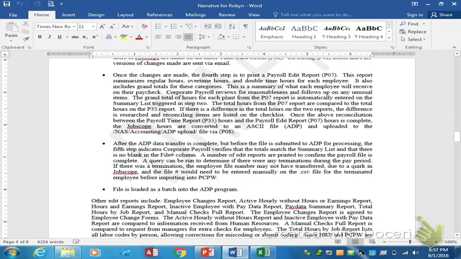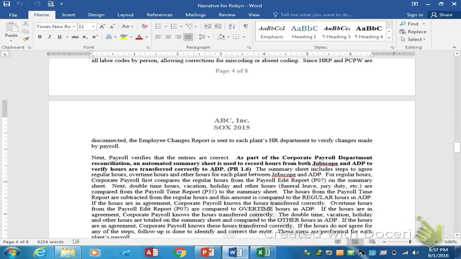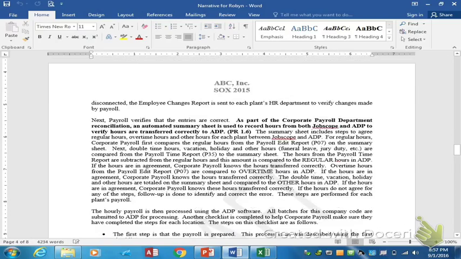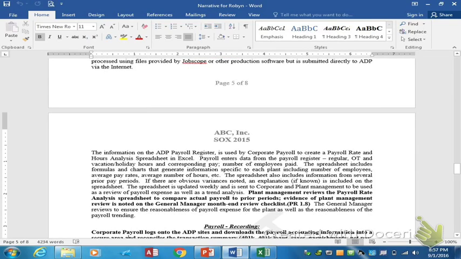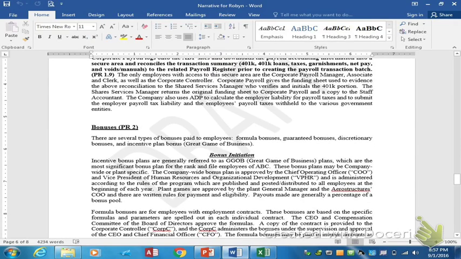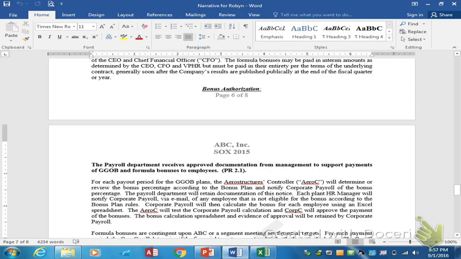And then it keeps going on about, they use ADP also, so job scope and ADP. And notice it's not a small process. And now they got payroll recording, and then they also come down to bonuses. They talk about how the bonuses are done. See, they got the COO, they got the Vice President of Human Resources. The bonuses are called Great Game of Business Plans. Sounds great. The CEO, so they reference everybody that's up for the bonuses.